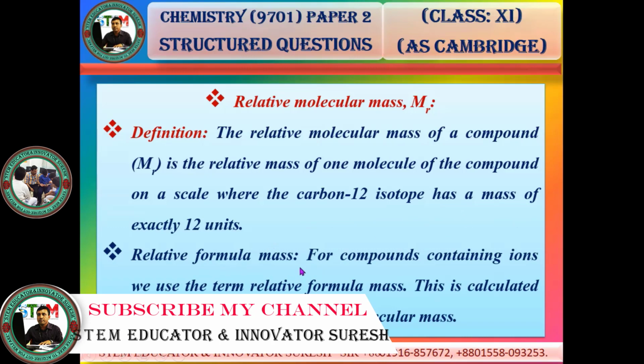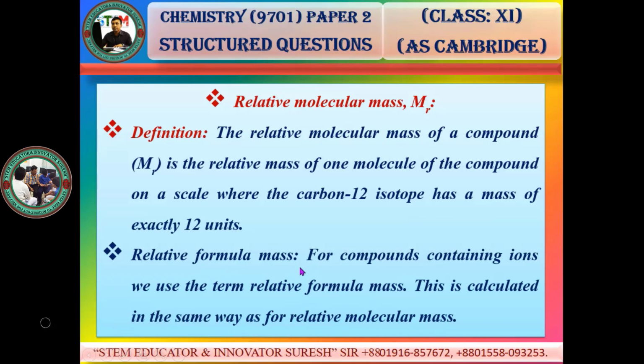Relative formula mass. What is relative formula mass? For compounds containing ions, we use the term relative formula mass. Sometimes we get confused about which one is relative molecular mass and which one is relative formula mass. I think it will be clear from the definition of each of them. This is calculated in the same way as for relative molecular mass, but it specially stands for ionic compounds.